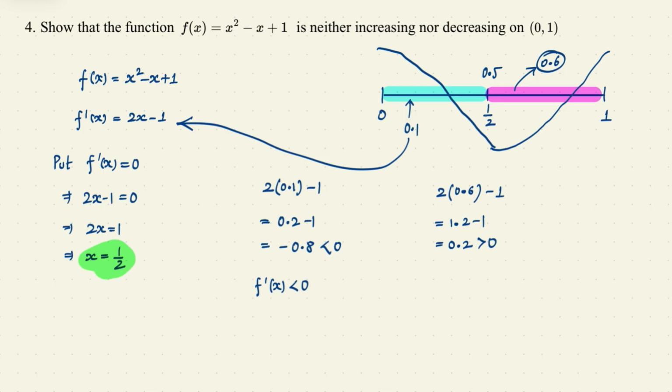So, this method you have to remember, this is called the critical point method, where we have to divide the given interval into sub-intervals and check in each interval whether the function is decreasing or increasing.